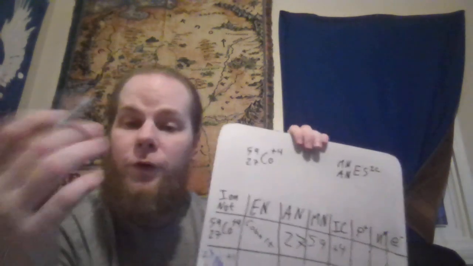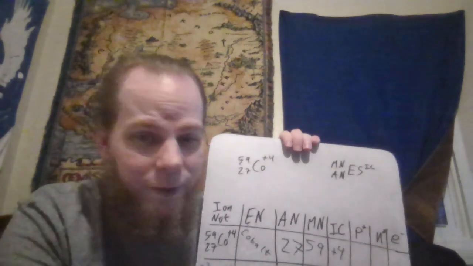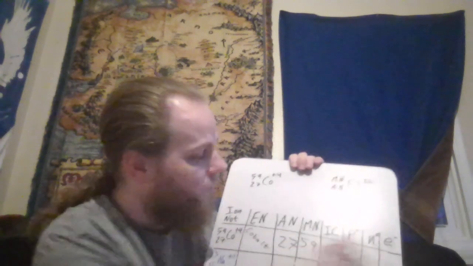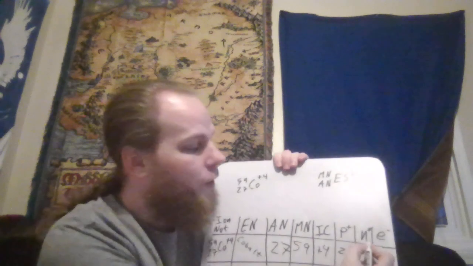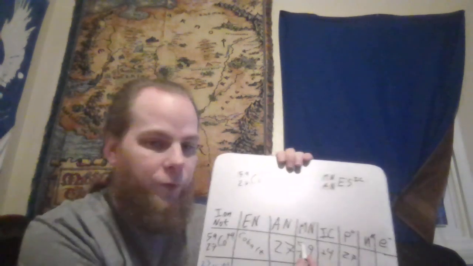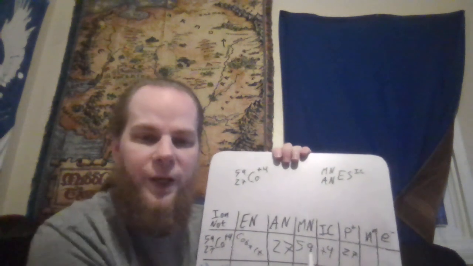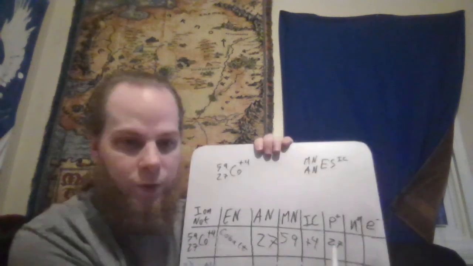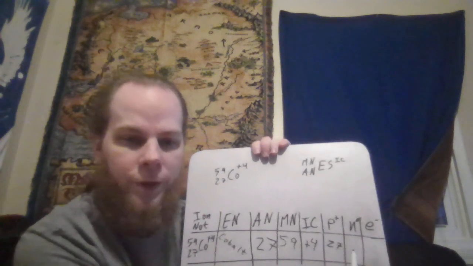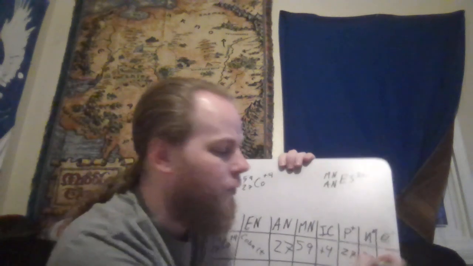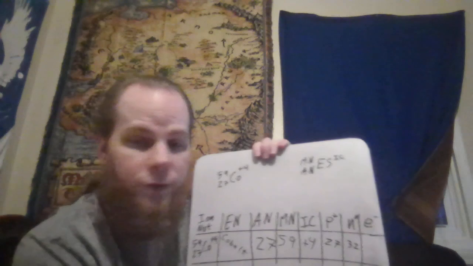Now, for determining the number of protons, it's the atomic number still. Nothing new there. Atomic number equals protons, so 27. The number of neutrons: the mass number is the sum of protons and neutrons. So if we know the number of protons, we can take the mass number minus the number of protons to get the number of neutrons. 59 minus 27 is 32. So there are 32 neutrons.